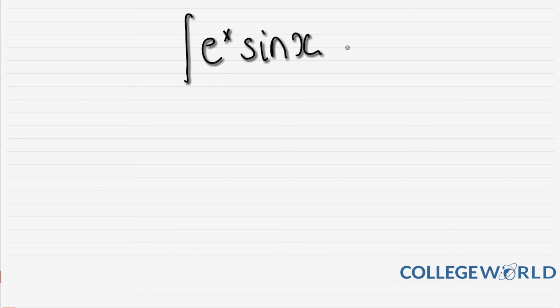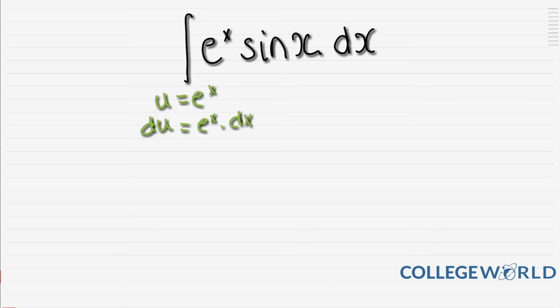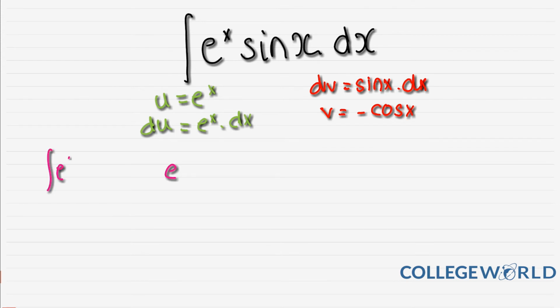It sounds simple, but it's not, because e to the x just gives you e to the x and it seems to continue forever. So what we're going to do is, e to the x can either be integrated or differentiated, but let's just differentiate it. So our u is equal to e to the x, and our du is also going to equal e to the x dx. On the other hand, our dv is going to be sine x dx, which means that our v is going to be negative cosine x.